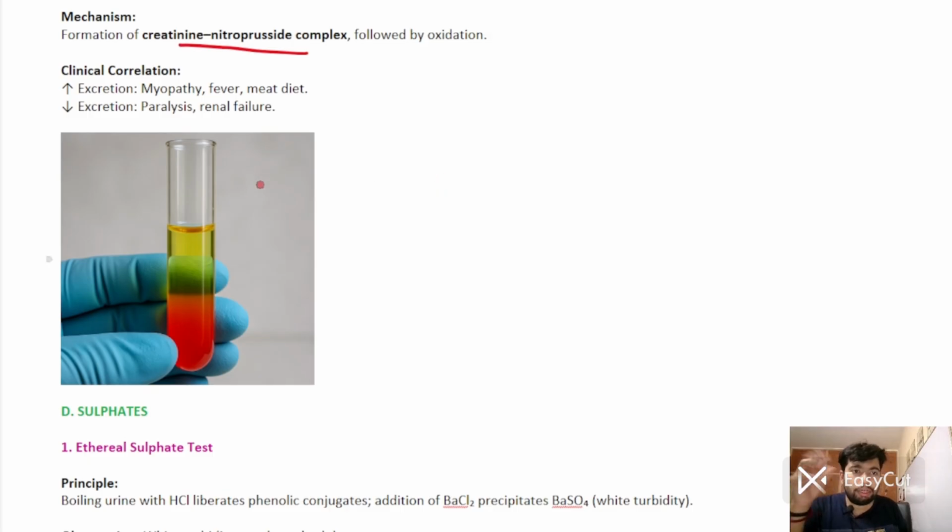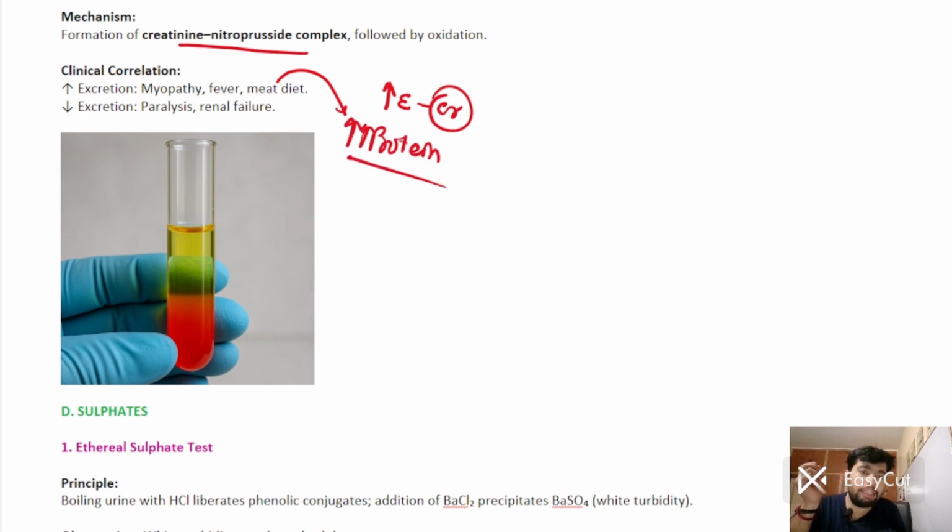Whenever there is increased excretion of urinary creatinine, why? When there is myopathy, a disease of muscle, fever, or a meat diet, because meat contains a high amount of protein, right? And creatinine is an end product of protein catabolism. What is the cause of excretion?